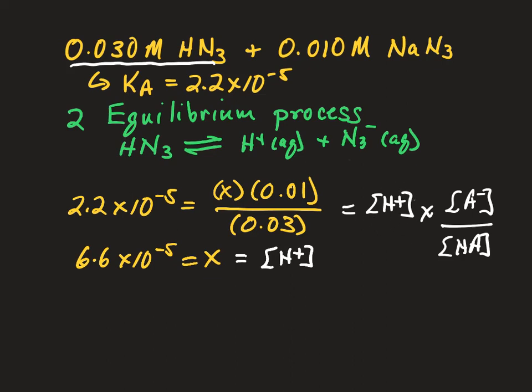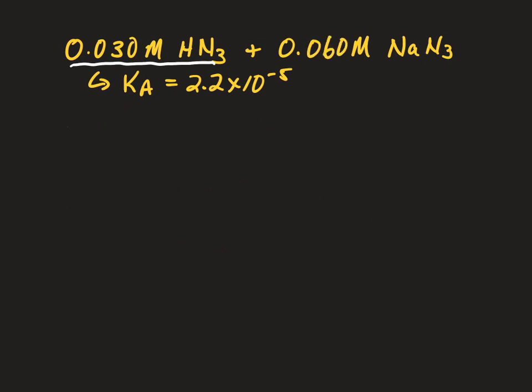So now we've got something we can generalize to make a lot of these problems easier. If we know what the concentration of our basic form is after dissociation, and we know what the concentration of our acidic form is, we can just put this in here. If we know the Ka, we can find the hydrogen ion concentration. It becomes a very straightforward way to find the hydrogen ion concentration. So now let's just look at a slight variation of this problem. Let's just change the concentration of the sodium azide to 0.060 molar. We should be able to work it fairly straightforwardly.